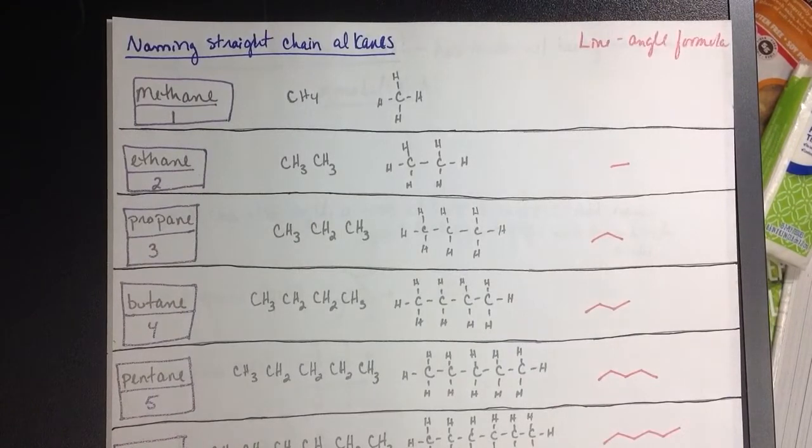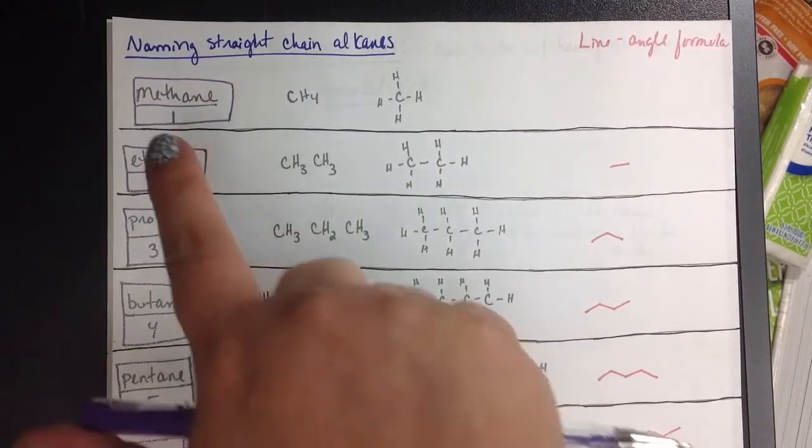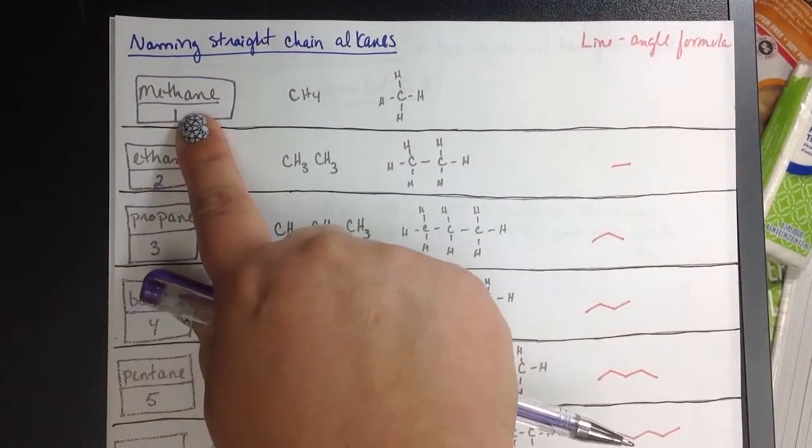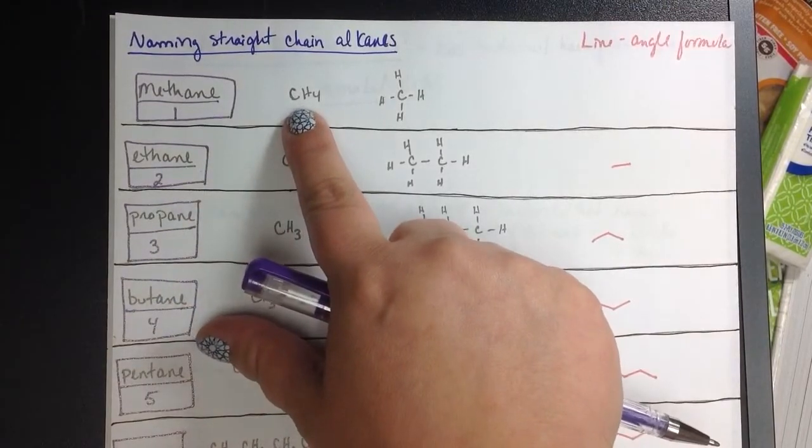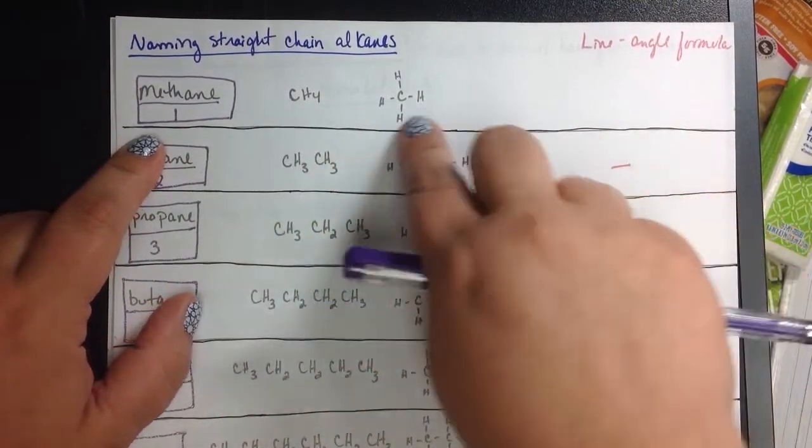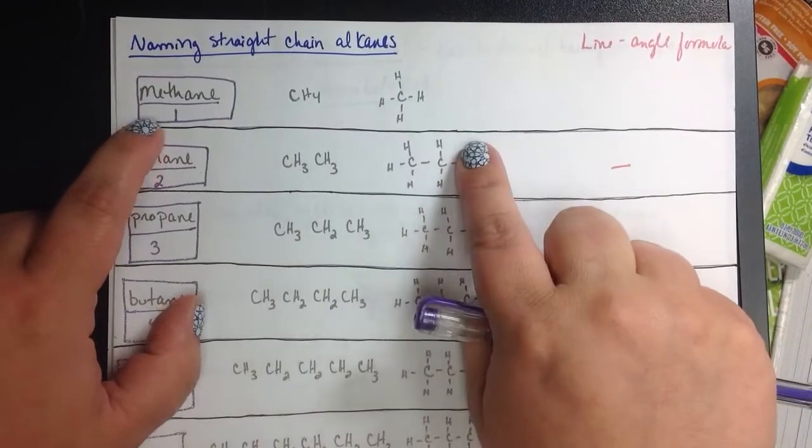So as we've seen, we can represent these simple alkanes multiple different ways. We need to learn how to name these, and this is absolutely something you need to know. This chain of just 1 carbon can be represented either way. This is called methane.